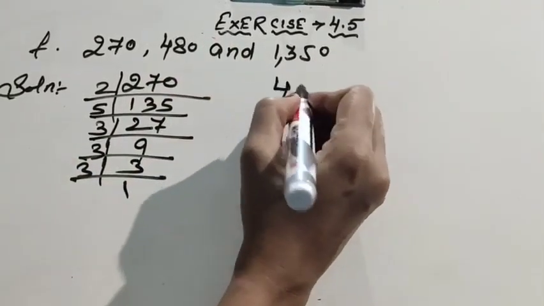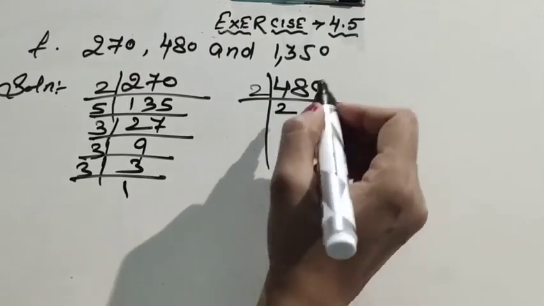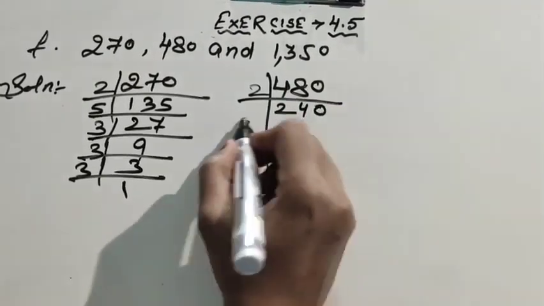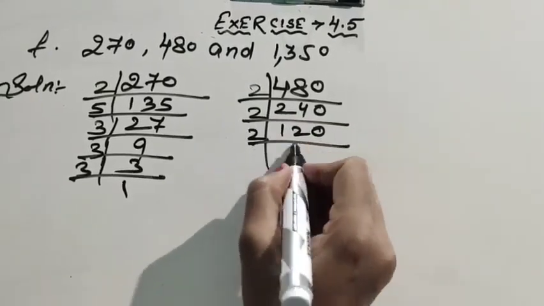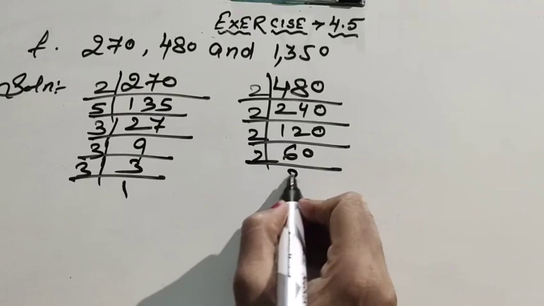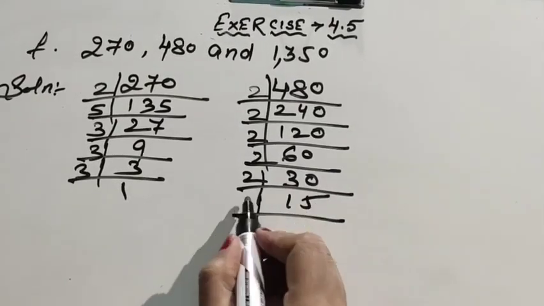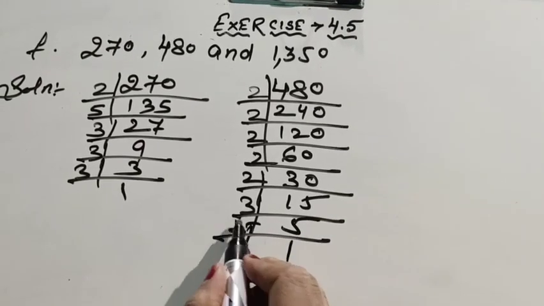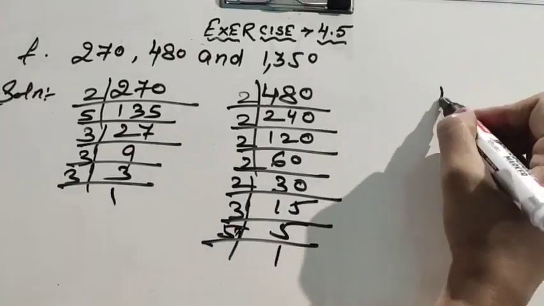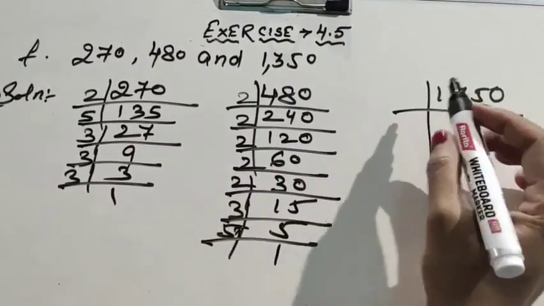Now the next one is 480. Go with the 2 table. 2 240s are 480, 2 120s are 240. Again 2, again 2, again 2. Go with the 2. Now 3 table. 3 5s are 15, and the last one is 5 1s are 5. Clear? Now 1350 divide with 2.